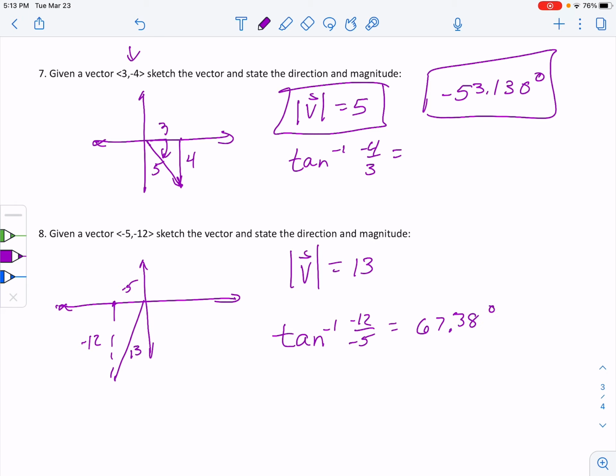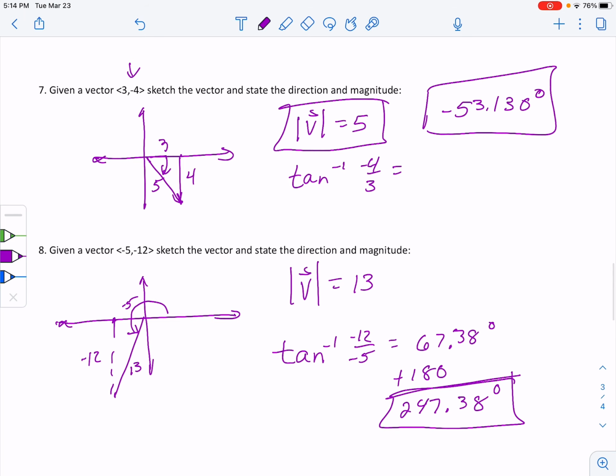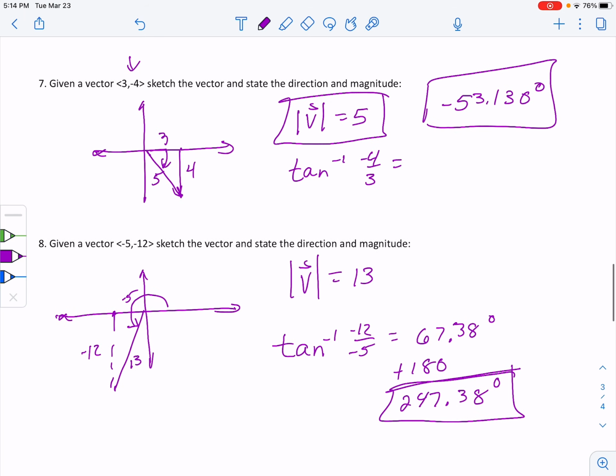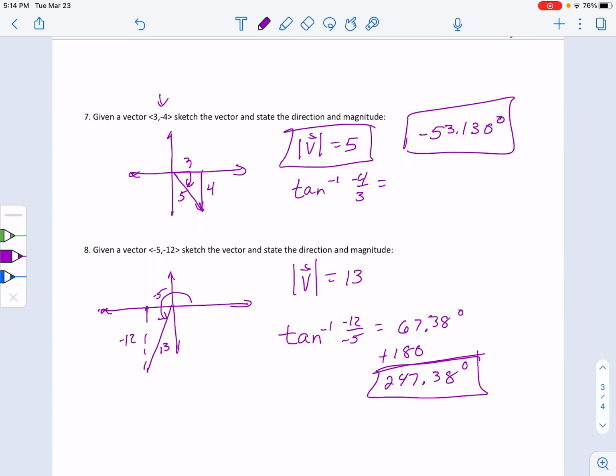If you give me that answer, it's wrong, because it's obviously not. Okay, it went all the way to here, so I have to add 180 to it. So I add 180, and I get 247.38 degrees, and that's the angle. So be careful of that. Draw your picture so you know which quadrant you're in. So when you get an answer of 67 degrees, you're going to know it's not right.